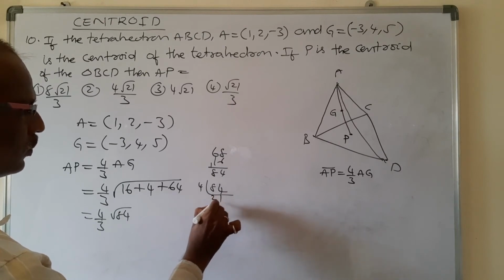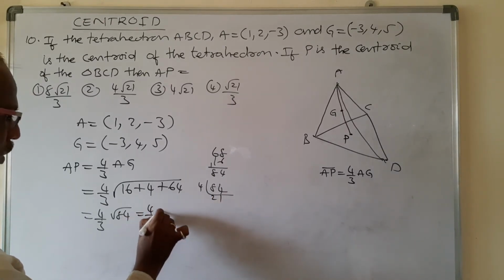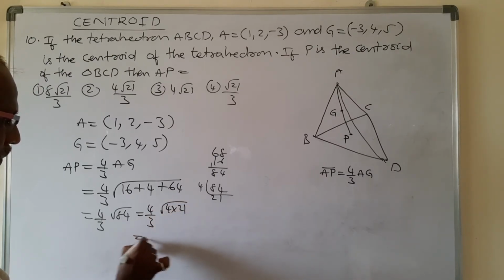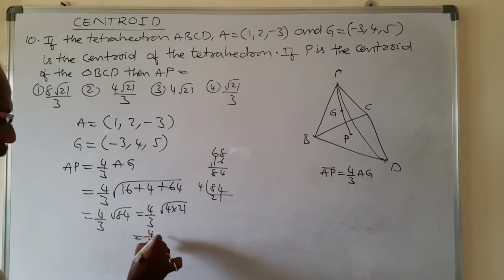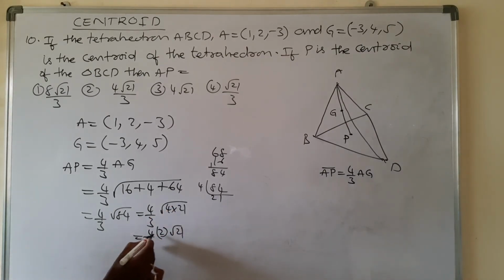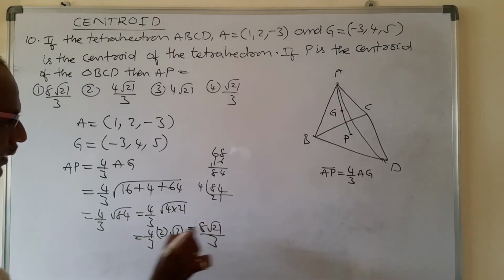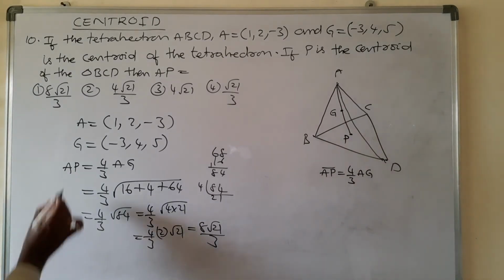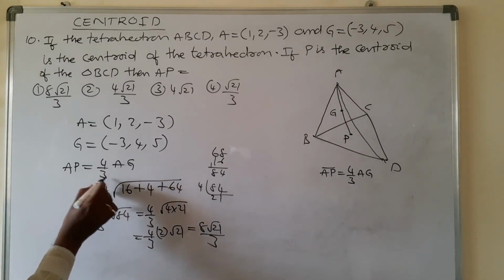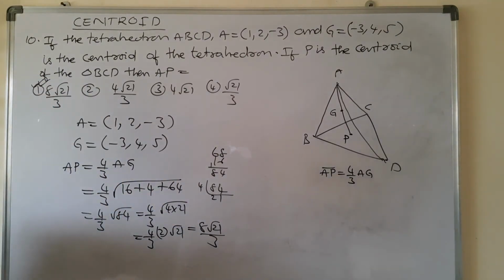4 by 3 times the square root of 4 into 21, which is 4 by 3 times 2 root 21. 4 into 2 is 8, so 8 root 21 by 3. Here the distance AP equals 8 root 21 by 3, where AP equals 4 by 3 AG. The first option is correct.